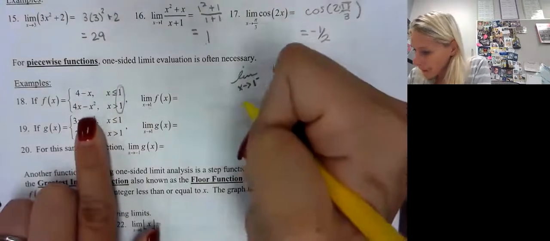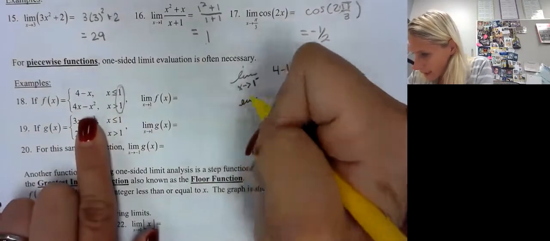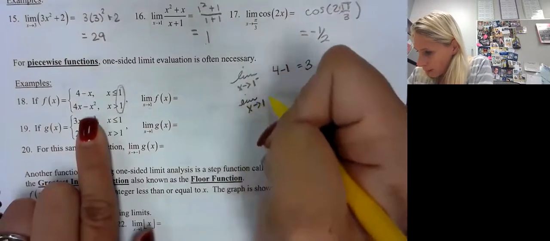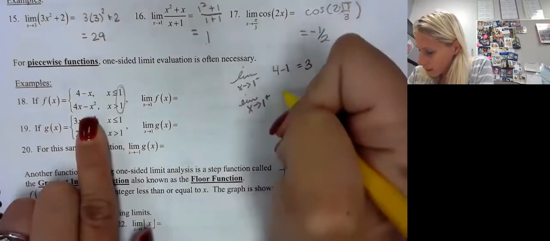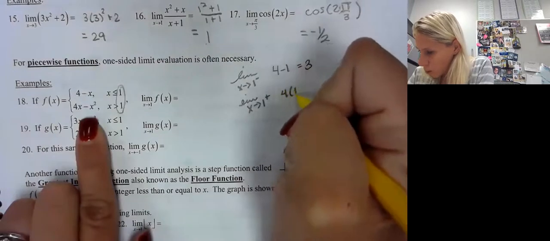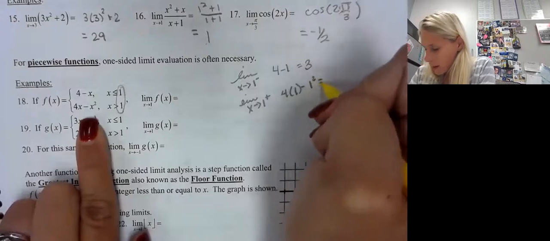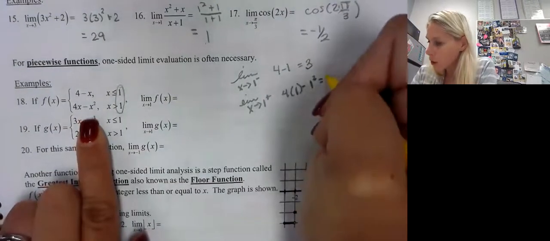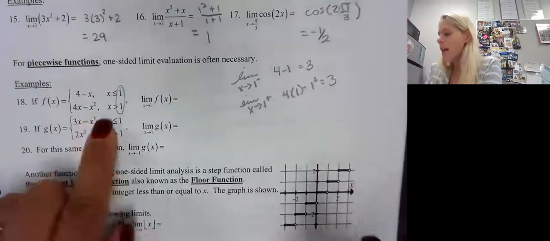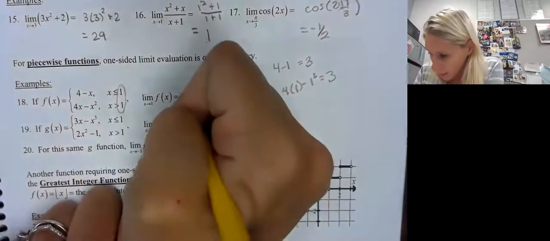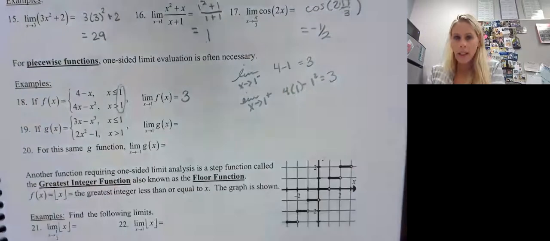Now we have to test the right side. So limit as x approaches 1 from the right side. So this would be 4 times 1 minus 1 squared. And what do we get? We actually get the value of 3. Now, because they go to the same place, that means the limit exists, and it goes to 3.